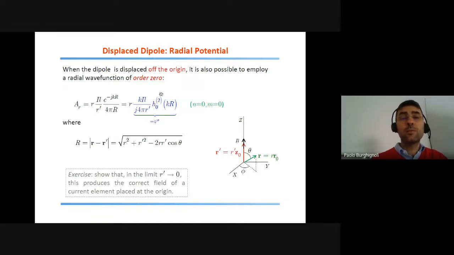So the Debye potential would go to infinity when r prime goes to 0. So if you let the dipole approach the origin, this potential would go to infinity. However, as an exercise, you could check that in this limit, you are still able to recover a finite field, and that's the correct field that would be produced by a dipole placed at the origin. So it is possible to use a radially directed zero-order Debye potential if the dipole is outside the origin.